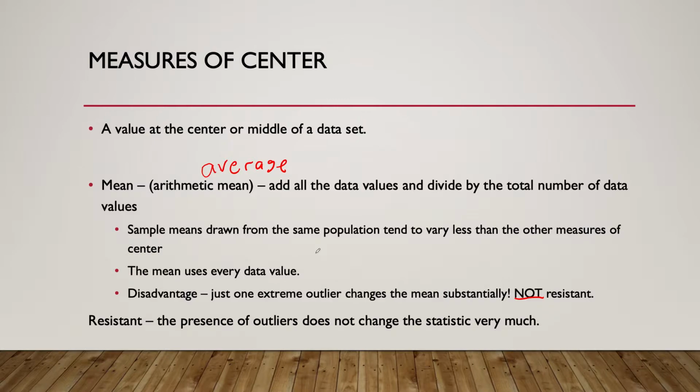It is not a specific property referred to as resistant. It's not a resistant measurement. What does resistant mean, you may be wondering? It means the presence of outliers does not change the statistic very much.